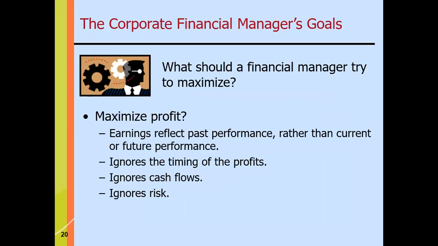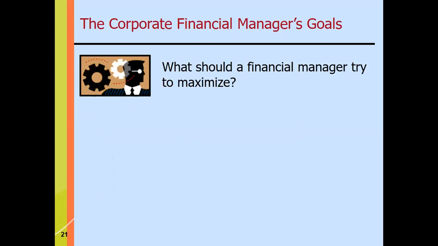How to maximize profit? Earnings reflect past performance rather than current or future performance. That's true for financial accounting and reporting, so we treat with historical information. The timing of the profits is ignored, cash flows are also ignored, and risks are ignored. That's the problem about financial accounting and reporting, and its concepts.